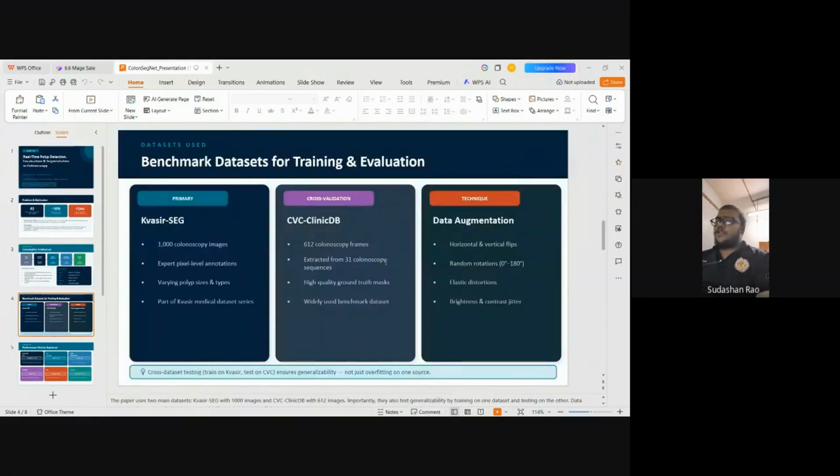Two benchmark datasets were used. First is Kvasir-SEG, 1,000 colonoscopy images with expert pixel-level annotations. Second, CVC-ClinicDB, 612 frames from 31 colonoscopy sequences. Importantly, the authors tested cross-dataset, training on one and testing on the other, to verify the model generalizes and is not just memorizing one dataset. Data augmentation, such as flips, rotation, and brightness changes, was also applied to increase the training diversity.